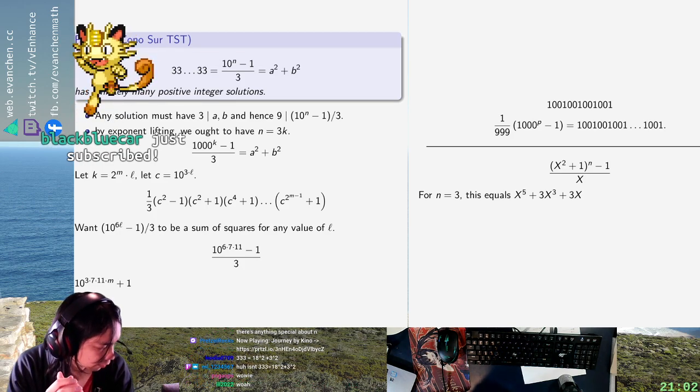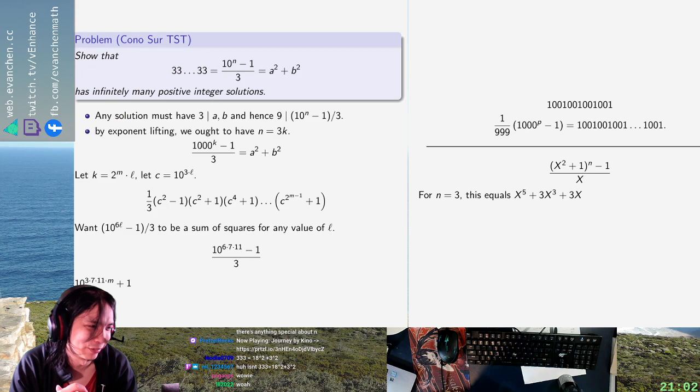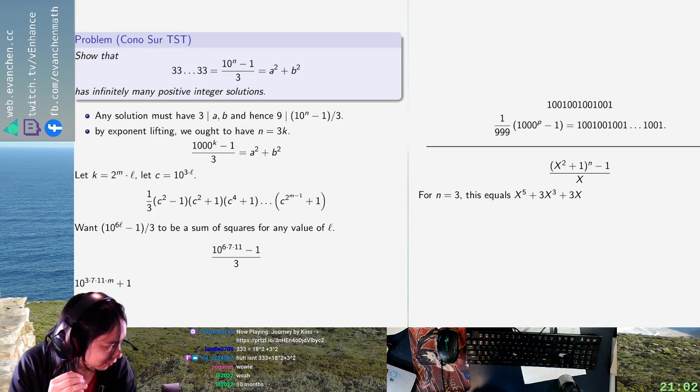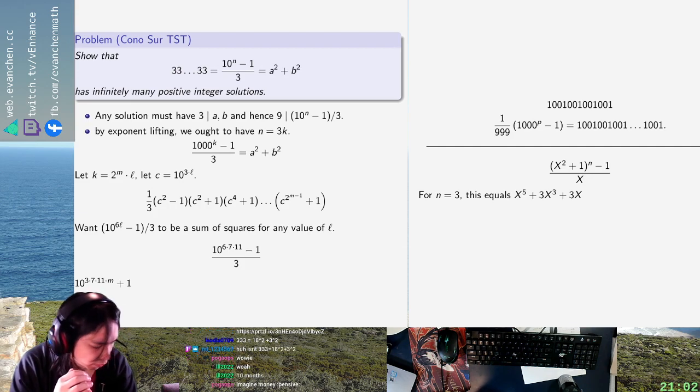Yeah, 333 is fine. I just got confused. I thought 53 was divisible by 27. Do 1000 as the sum of squares.